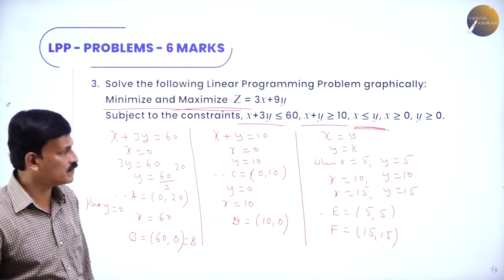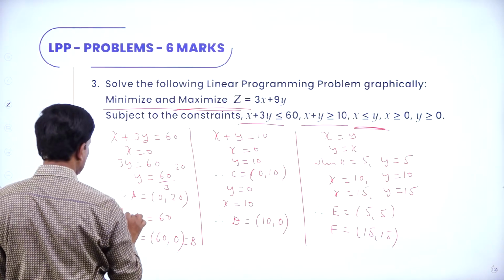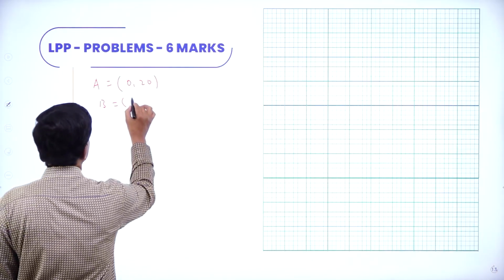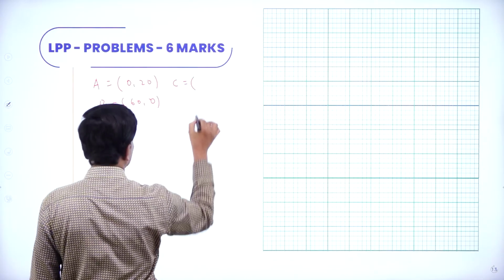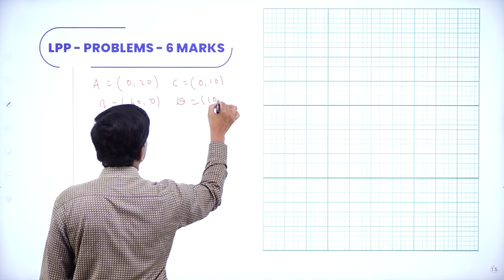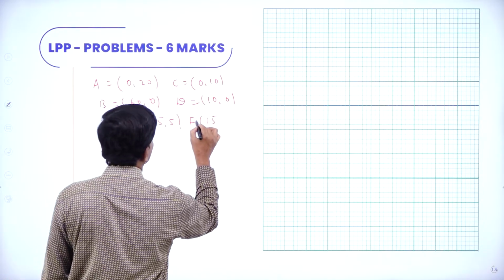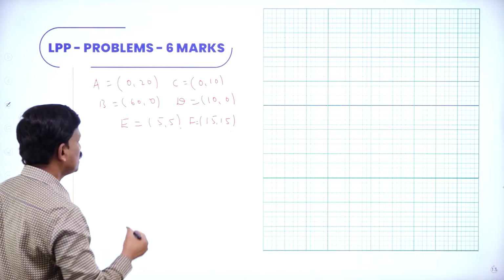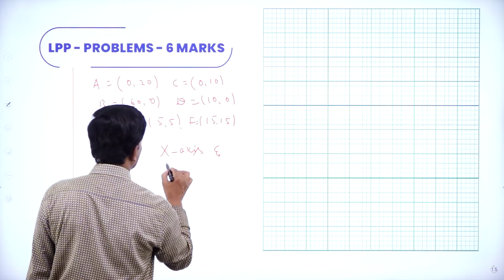Now let us represent this in a graph sheet. Now I will go to the next page. What are the points I will take here? A = (0, 20). B = (60, 0). C = (0, 10) and D = (10, 0). E = (5, 5) and F = (15, 15). So these are the corner points. Now let us represent this in a graph sheet. Let us take a suitable scale in the x-axis and y-axis.